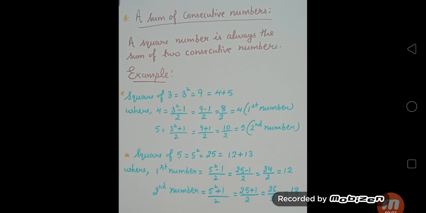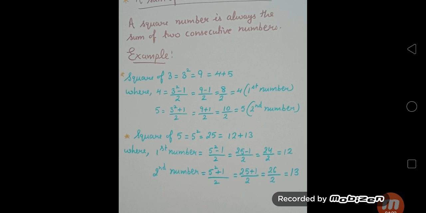Now next fact, a sum of consecutive numbers. A square number is always the sum of two consecutive numbers. Just see the example. First example I have taken, square of 3 is 9, and it is the sum of two consecutive numbers 4 and 5. And we can calculate where the first number is 3 square minus 1 upon 2. 3 square is 9. 9 minus 1 upon 2, that is 8 upon 2, 4. And the second number is 3 square plus 1 upon 2. 9 plus 1 upon 2, that is 10 upon 2 equals 5.